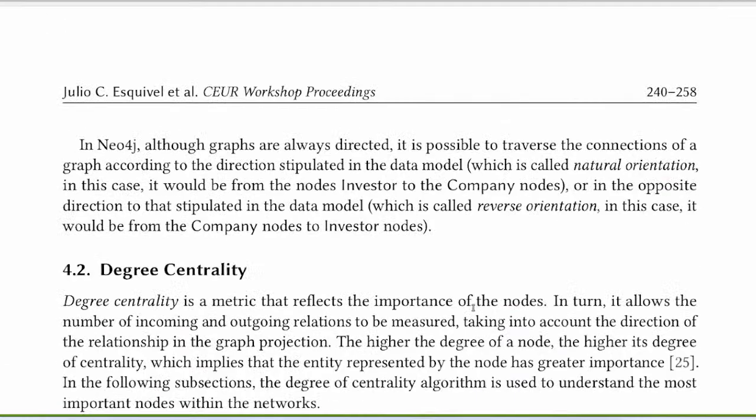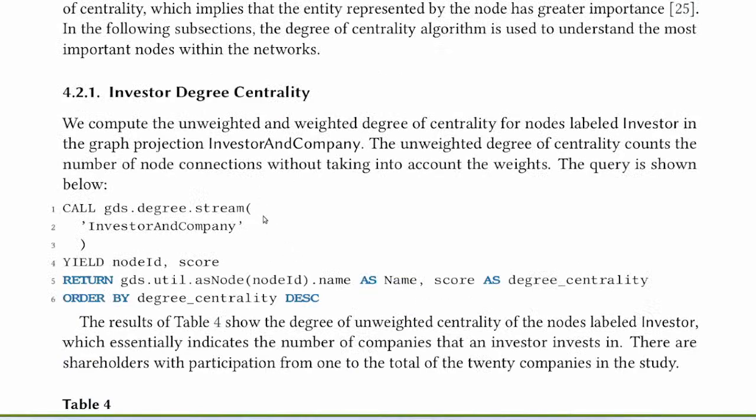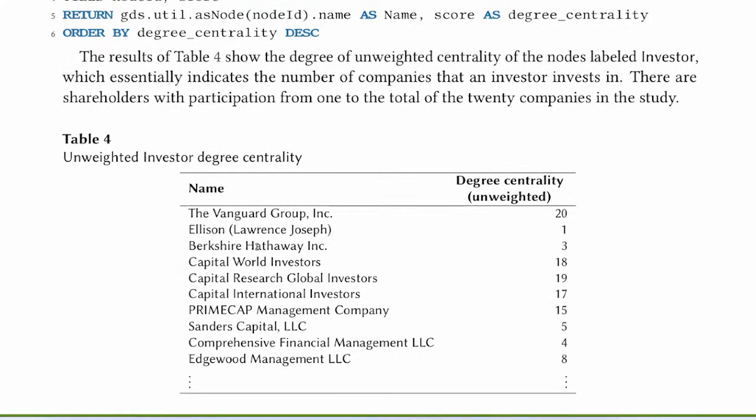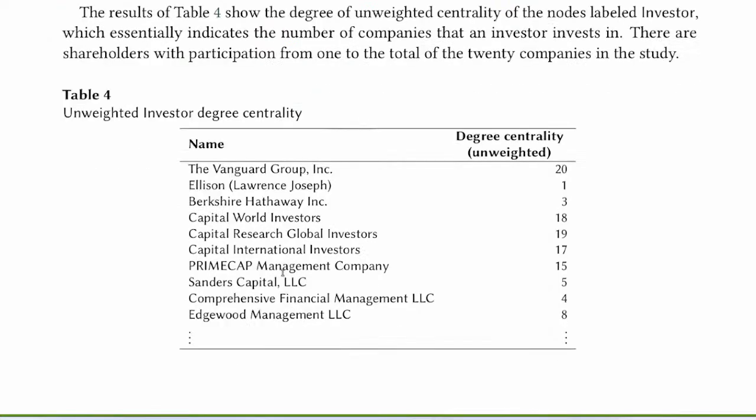We use centrality. We look at the investor degree centrality to find the most important investors, and we find that some investors, for example the Vanguard Group, invested in all 20 companies in this study, and other investors, in this case Ellison, only invest in one of the companies in this study. So by taking the unweighted investor degree centrality, we can see how many companies each investor invests in.